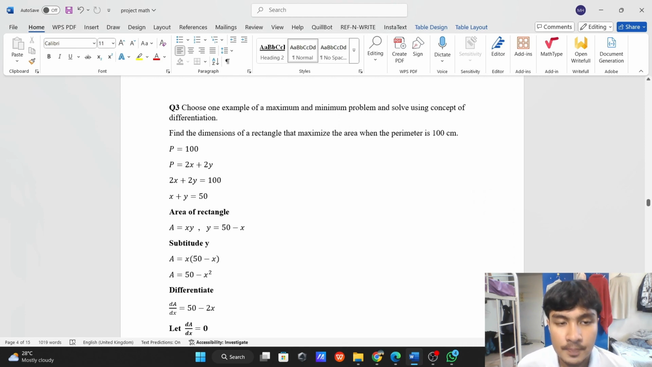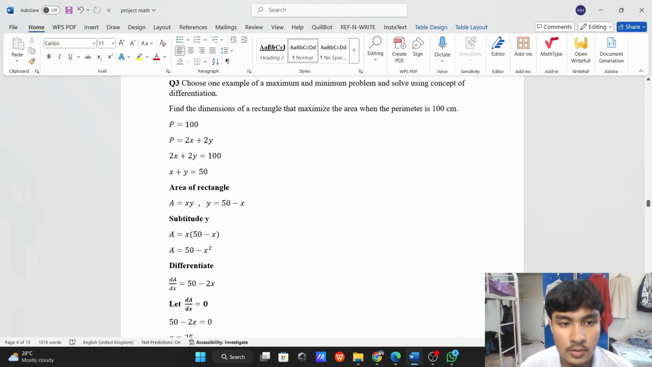For the last question, we need to choose one example of a maximum and minimum problem and solve it using the concept of differentiation. We choose this question: find the dimensions of a rectangle that maximizes the area when the perimeter is 100 cm. So P is 100. We can create an equation P equals 2x plus 2y. We simplify, we got x plus y equals 50.